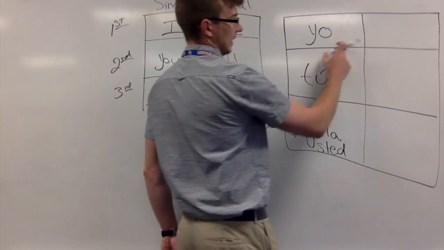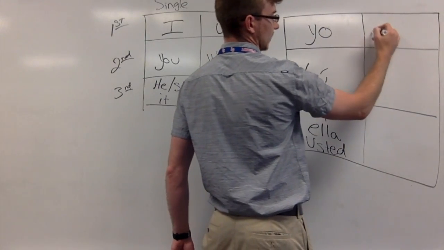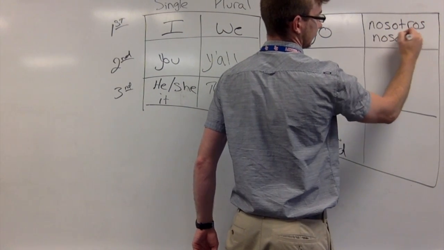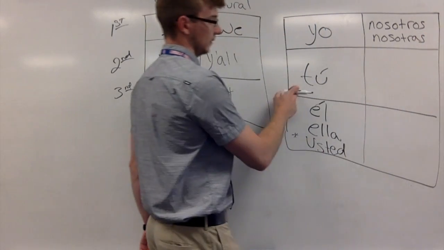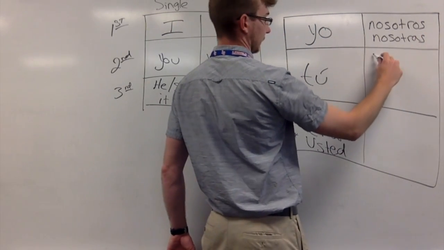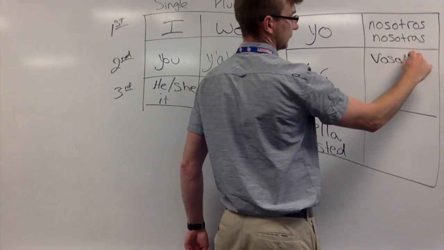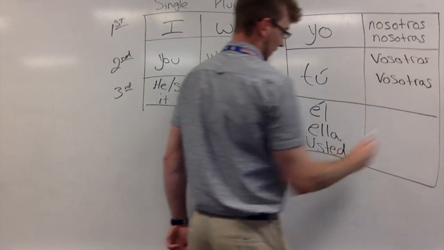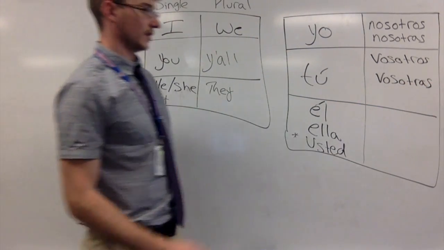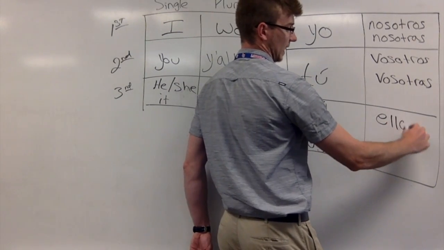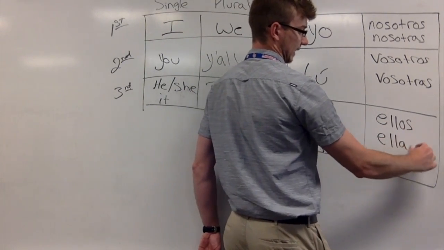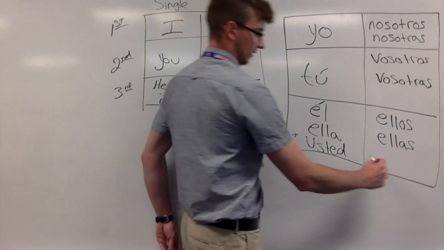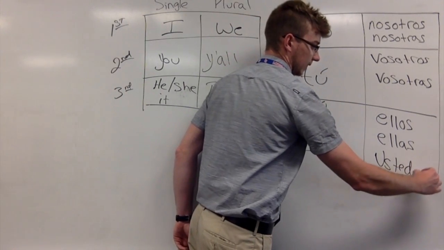Okay? Now, which one means we? The plural form of yo is going to be nosotros. There's also another one, nosotras. Then, plural form for y'all is going to be vosotros, and then vosotras. Then the plural form for they, there's going to be 2 of them. We're going to have one be masculine, ellos, and one be feminine, ellas. And then let's go back to plural form of usted. We're going to write down ustedes.